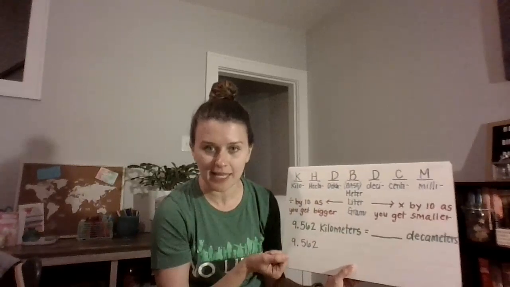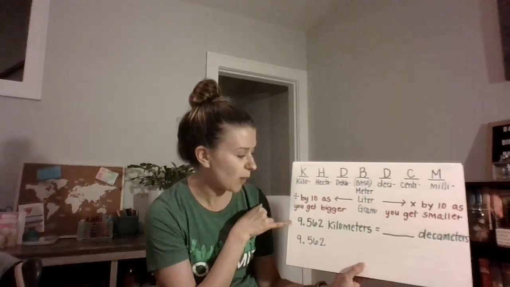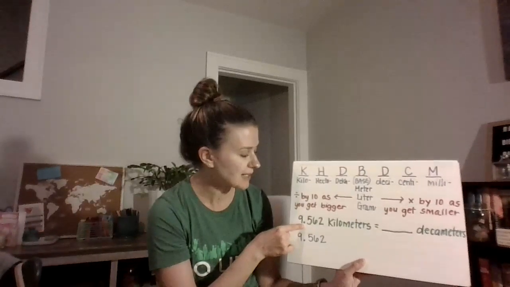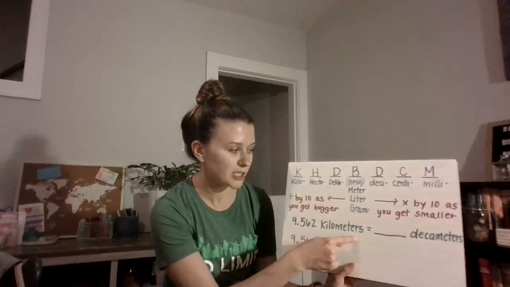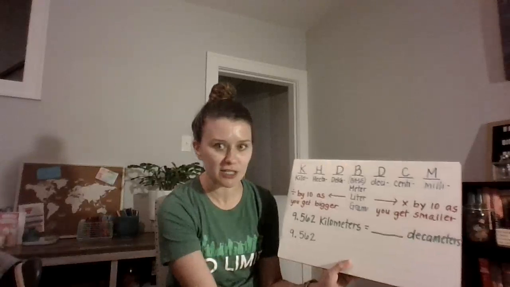So we're going to practice that today a little bit more. And our problem today says that we have 9 and, there's that decimal point, 562 thousandths kilometers. And we want to find out how many decameters that is equal to.